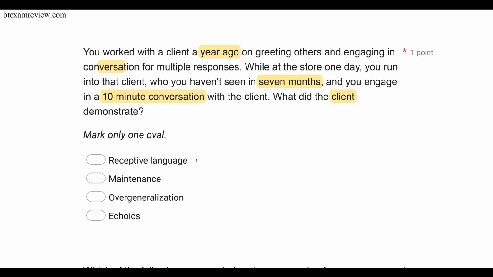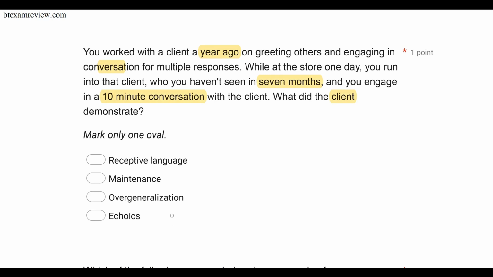Well, sure. You taught this client to do something. You stopped teaching them for an extended period of time. Even after that teaching stopped, they can still demonstrate that skill. They've been able to maintain conversation. What about C, overgeneralization? Well, they're not overgeneralizing. Overgeneralizing happens when behavior happens at the wrong place or too much. This is the totally appropriate reason to be engaging in conversation.